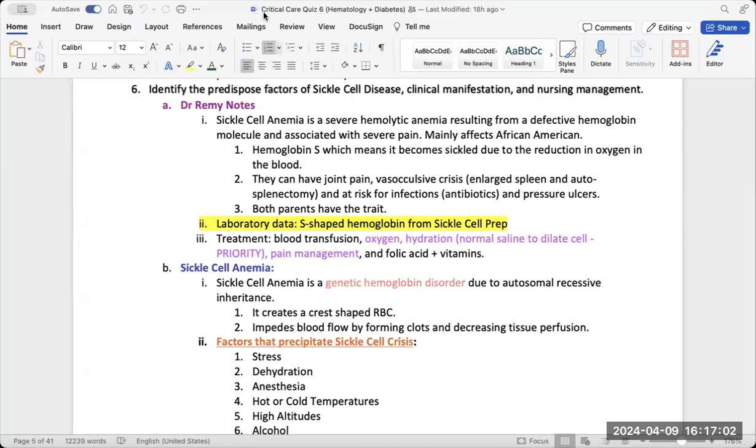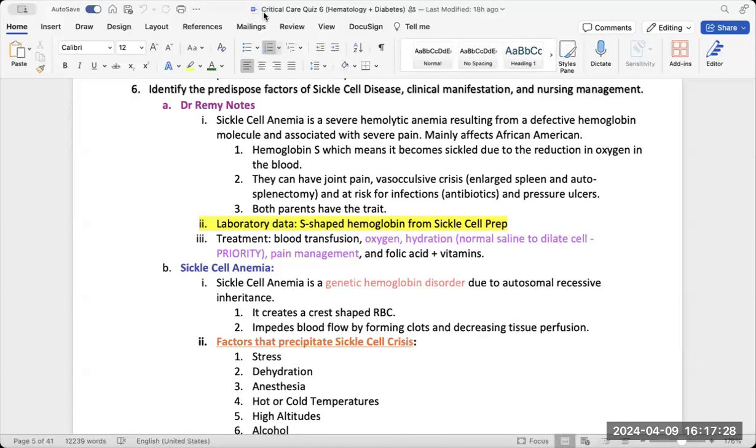different tissues. They also have it as a result, as Dr. Remy says, enlarged spleen, and they can have an autosplenectomy where their spleen detaches from itself. And the problem with that is the spleen is really important because it's the RBC graveyard, right? So when the red blood cells die, they go there to be recycled. And if we don't have that, we don't have that function either.